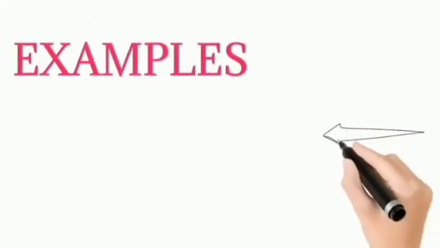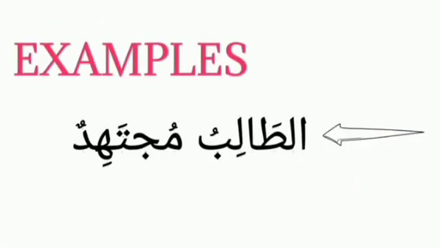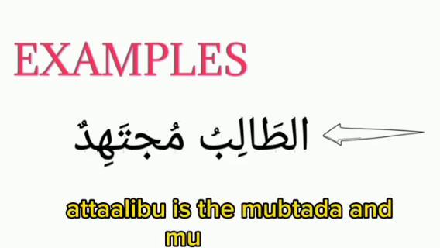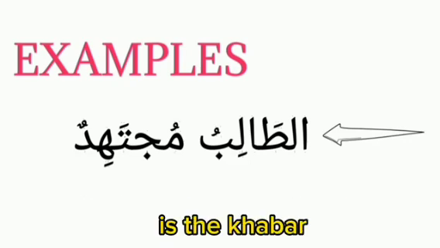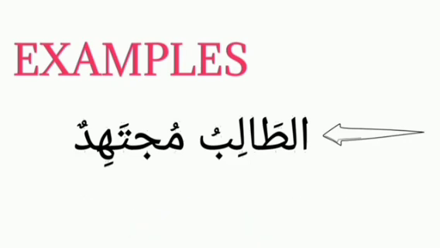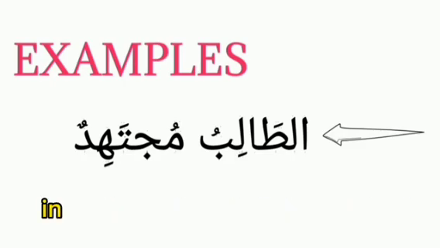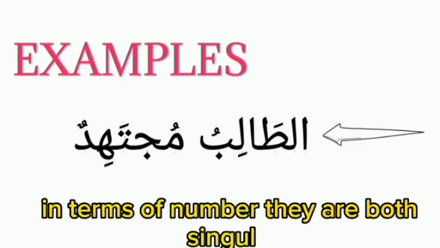Examples: we have here at-talibu mujtahidun. The student is hardworking. At-talibu is the mubtada and mujtahidun is the khabar. In terms of gender, at-talibu and mujtahidun are both masculine. In terms of number, they are both singular.